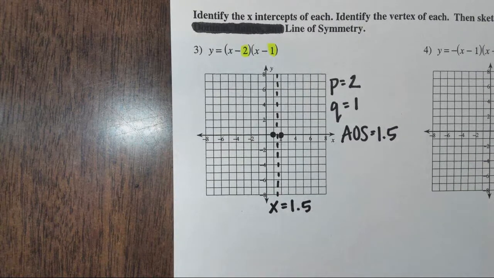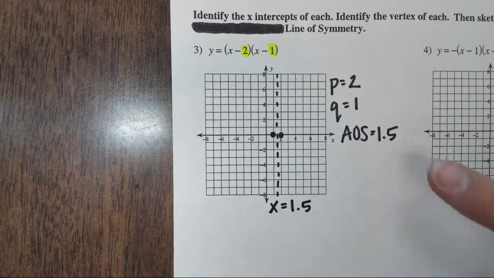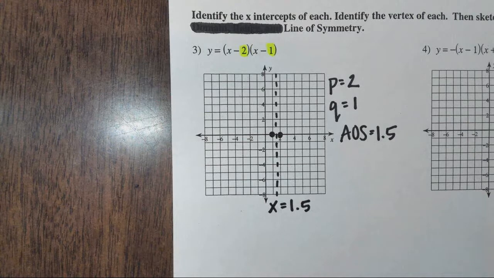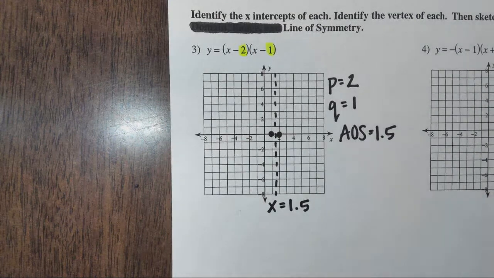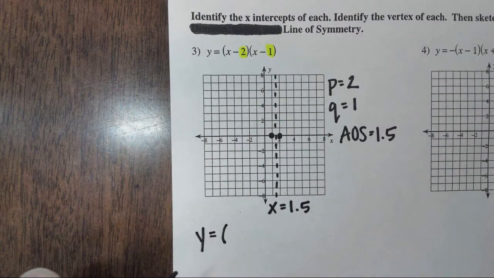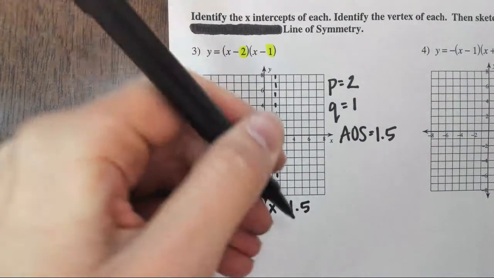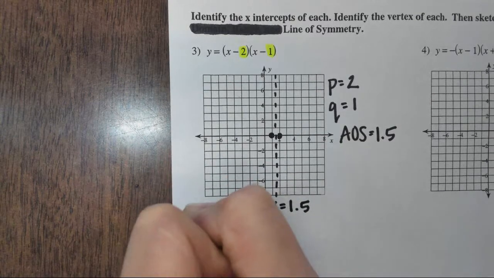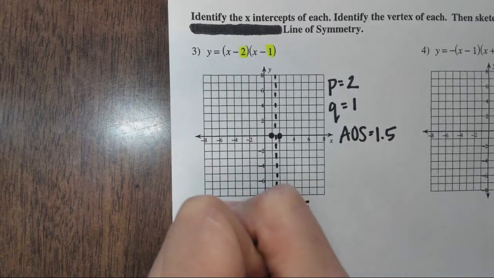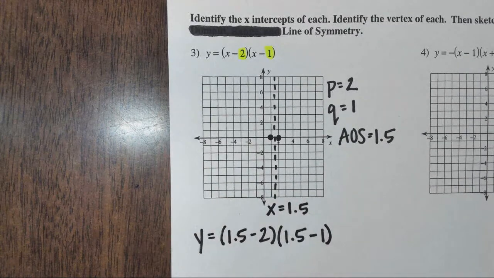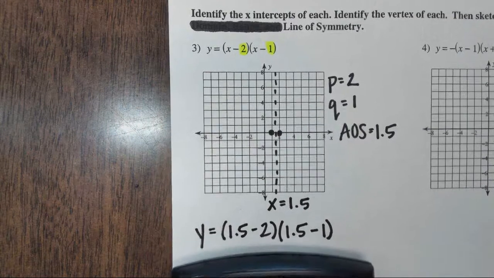The third step is to plug my axis of symmetry value into my equation for x to find y. So let's set that up. I'm going to go back to my original equation and write y equals. Now here is an x, so I'm going to plug in my axis of symmetry value. 1.5 minus 2 times my x value again, 1.5 minus 1. Now that may look a little bit scary, but I can use my calculator to help me plug this in.